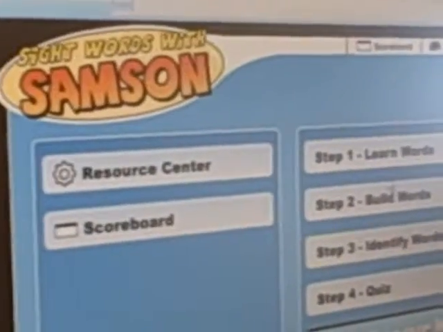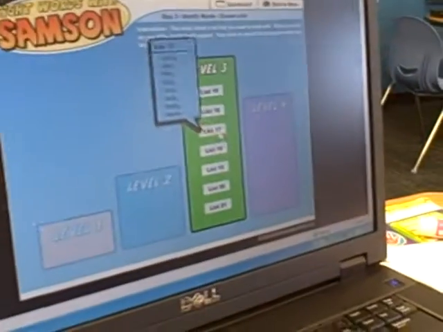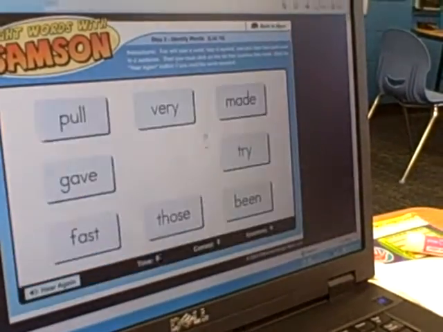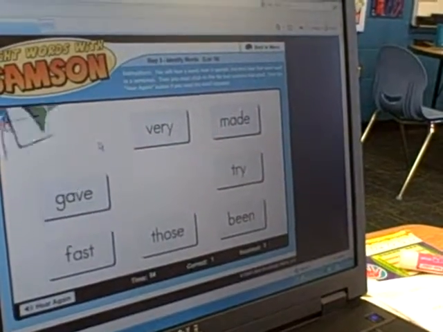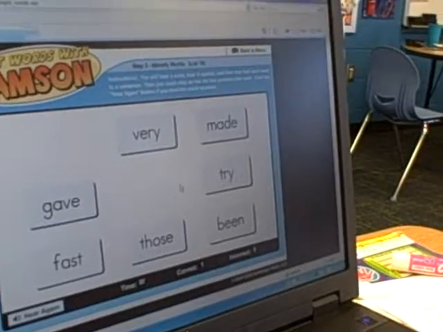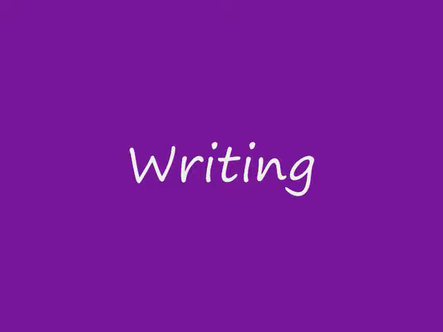Students can practice recognizing sight words using a program called Sight Words with Samson. Samson says a sight word and asks students to choose the word from several possibilities. Mr. Bullock uses this program to help students identify their spelling words. During working with words, students can also practice their spelling words using Spelling City. Spelling City allows students to work with their spelling words by playing games or listening to the word and then trying to spell it. Another Daily 5 choice is writing.